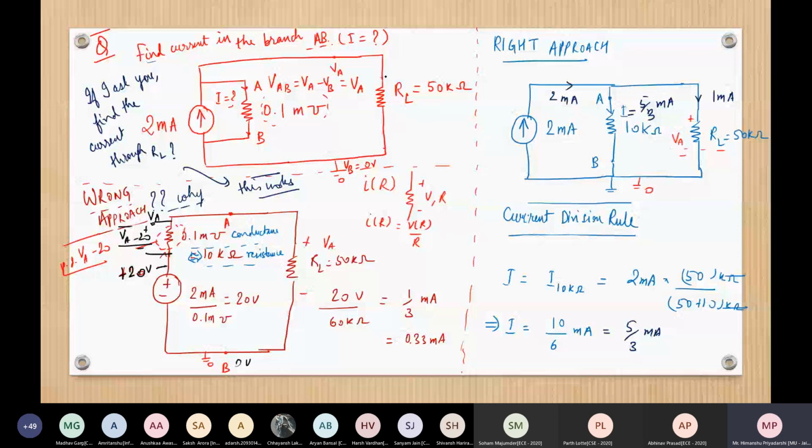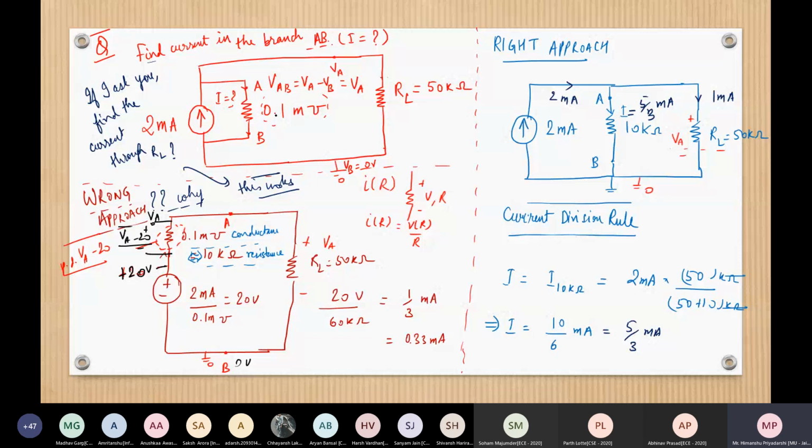But for the second part, if somebody is telling you to find a current through RL, and if you are using this approach, you will get full marks. But the paper setters know where the examinee can make a mistake. Therefore, they will not ask you the current through this; they will ask you the current through this one. Is that okay? Understood?